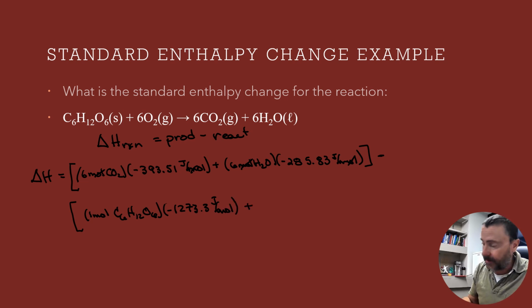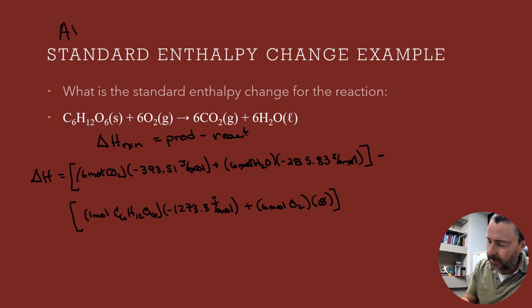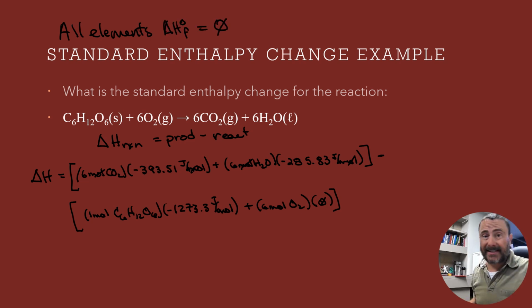And we're going to add to that. All right, we have 6 moles of oxygen, and oxygen happens to be 0. A little piece of information: the standard enthalpy of formation for all elements is 0. So we didn't have to look it up, although it's good practice to go ahead and do it if you don't remember that. They are all 0, just like oxygen in its elemental form, O2, is a 0 there.